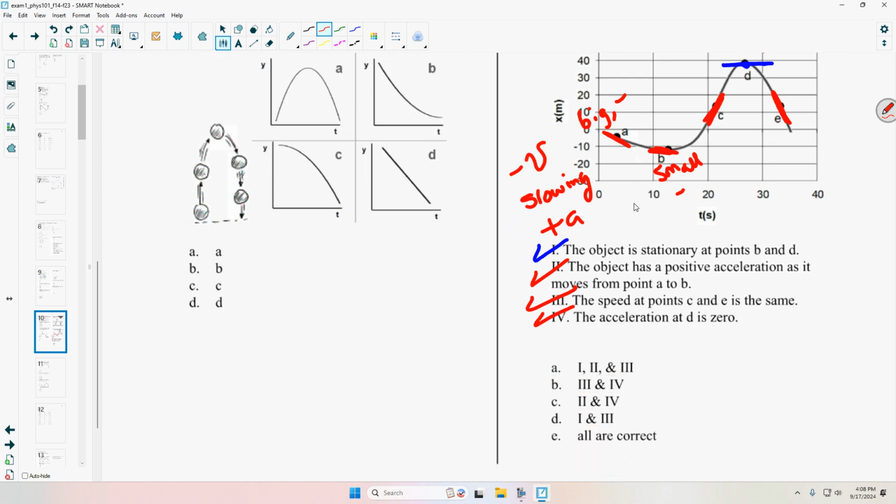So the acceleration at D is not correct. Sorry. Acceleration at D is 0. So it should be 1, 2, and 3. Okay? Practice those. There are questions like that on every exam. So those are sometimes some of the more difficult questions.